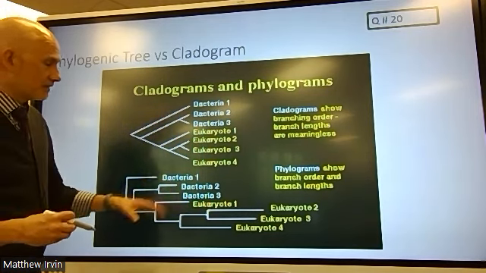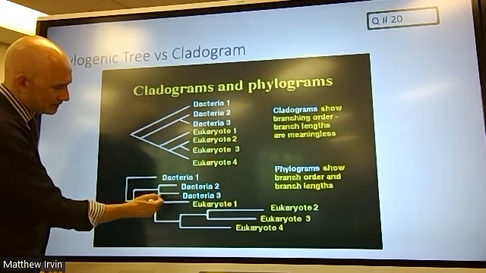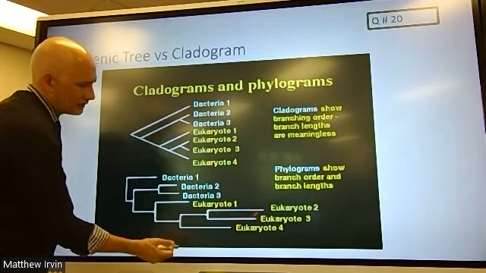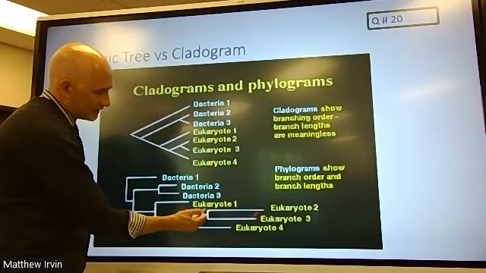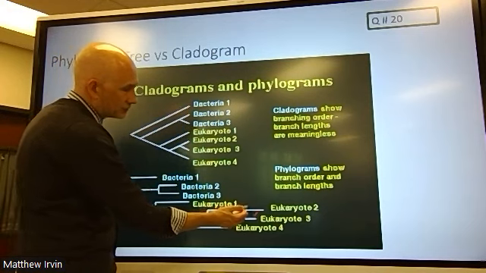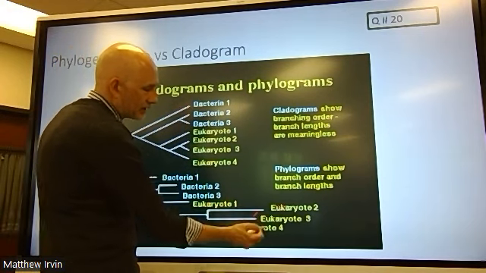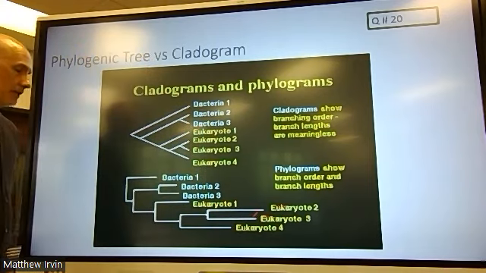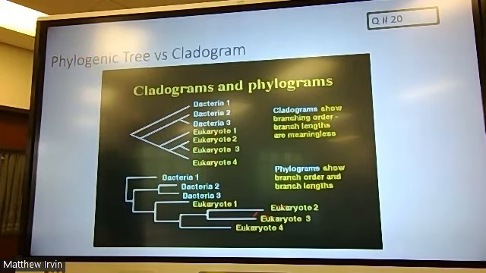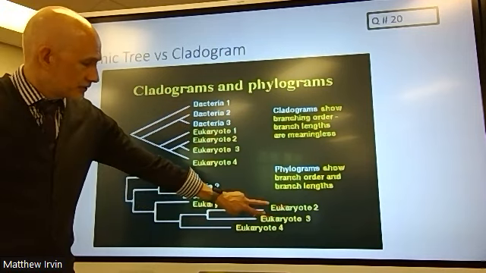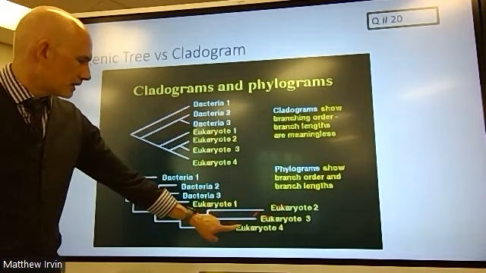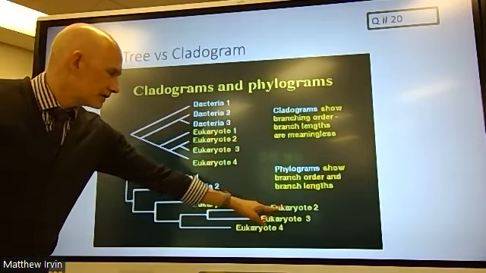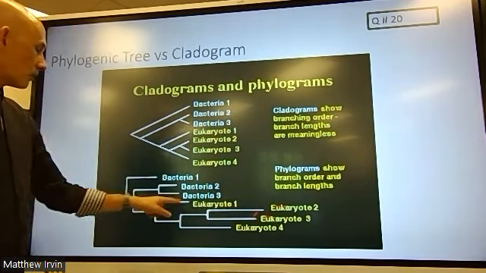And you're like, what's the difference? So you can see how these lines, just like these two, but they are different lengths. So that means that the evolution of this eukaryote took longer than this one did. But you would still interpret it the same way. So eukaryote 2 and 3 are more closely related than either one is to number 4. 4 is more closely related to those than they are to number 1.